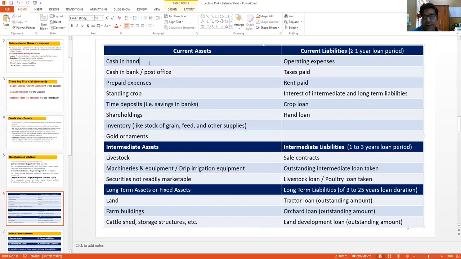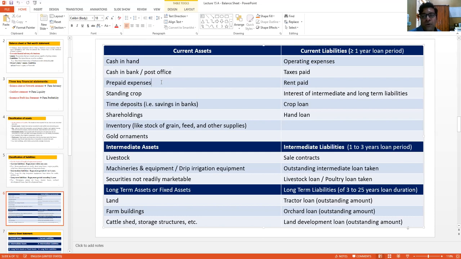You see cash in hand. Cash in hand is already liquid. And we have cash in bank and post office in the form of deposits, FD, fixed deposit, recurring deposit. Prepaid expenses. Prepaid expenses means you have paid for it and you are awaiting delivery. For example, you are ordering in Flipkart, Amazon, and all, in which you are paying and you expect deliveries, right?